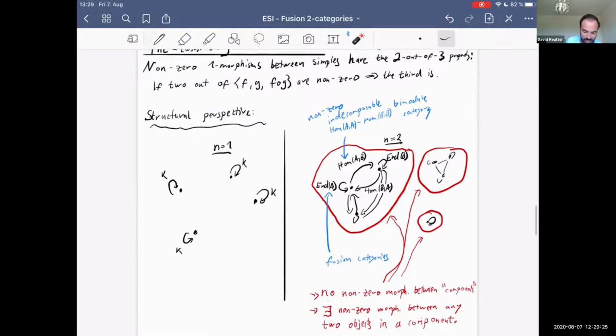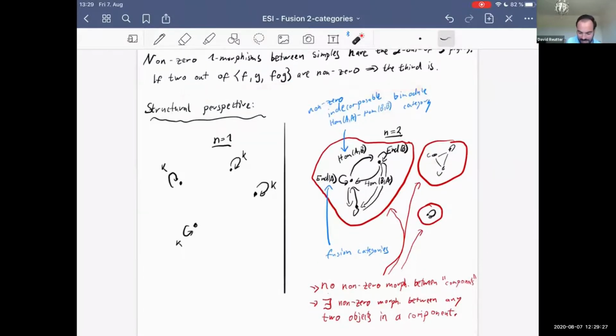And this relation up here is telling me that if I'm in one component, then definitely all of them have a non-zero morphism between them. And if I'm in different components, then none of them will have a non-zero morphism between them. So this is sort of then structurally how the semisimple 2 categories start to look.